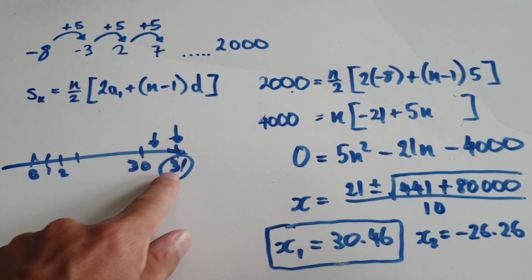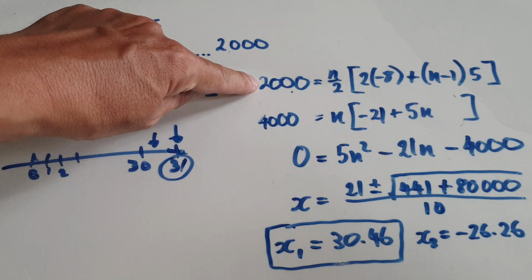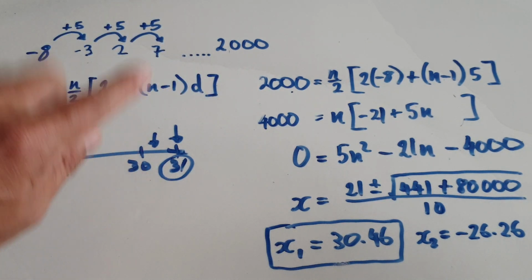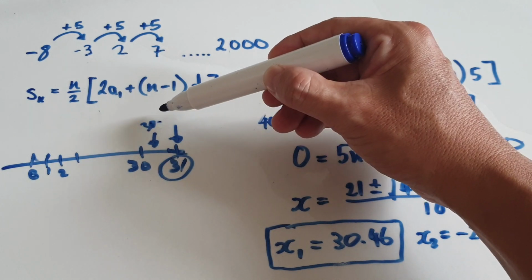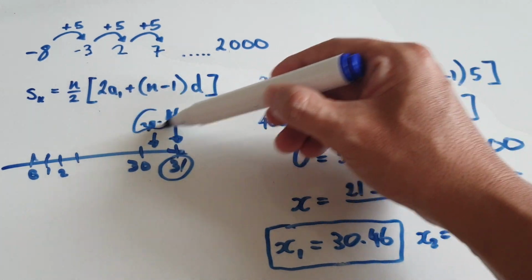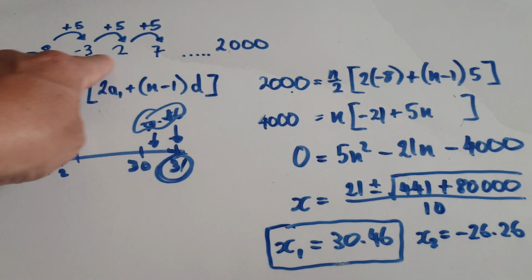You need 31 terms in order to just exceed 2000. If it's 30, then it would be below 2000. The precise answer is this meaningless answer here, 30.46, but this is kind of meaningless. The proper answer is 31 terms. Okay.